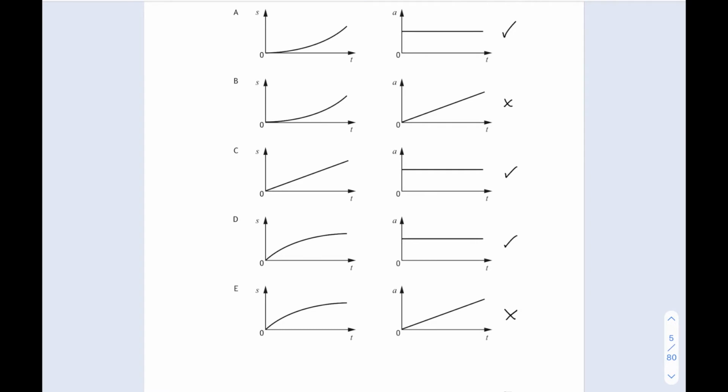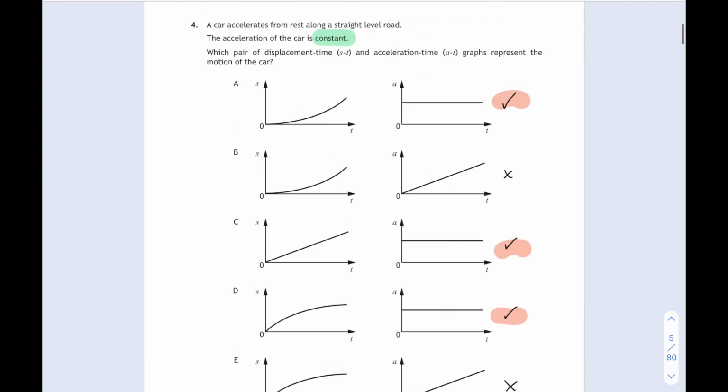Remember, in multiple choice, you can narrow down your choices. So if we narrow it down to A or C or D, we can always have a guess if we're not sure. But let's think, it's accelerating, so the displacement will be increasing at an ever-increasing rate. So graph A is correct. So therefore, for question 4, it's A.